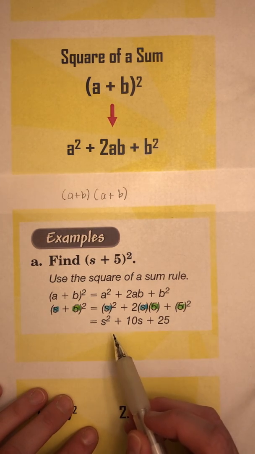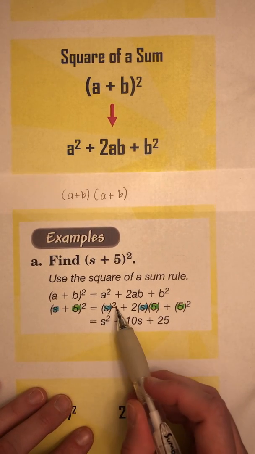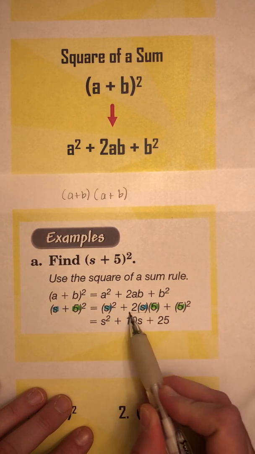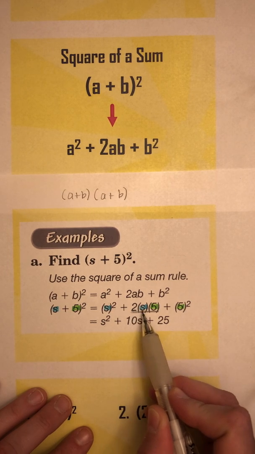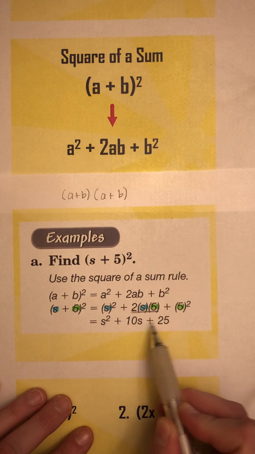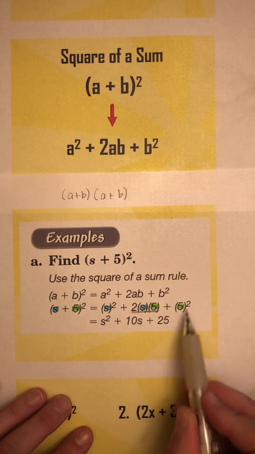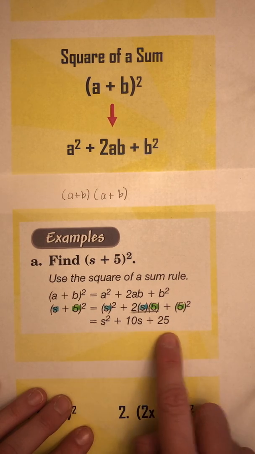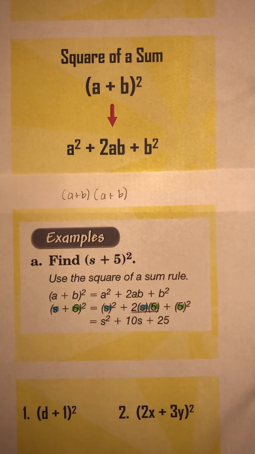And then once you do that, you're just simplifying it. So s to the second power is just s squared. Here, this is not the distributive property. This is just multiplying these three things together. 2 times s times 5 is a total of 10s. And then at the end, 5 to the second power turns into 25. You'll notice that none of these are like terms. If you use this pattern, when you plug it in, you don't have to worry about simplifying at the end because there won't be any like terms.